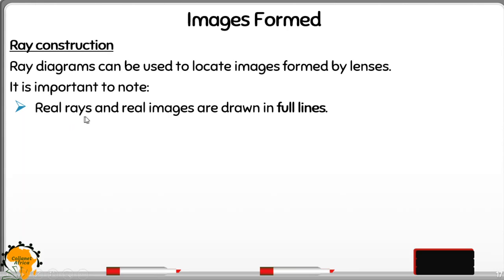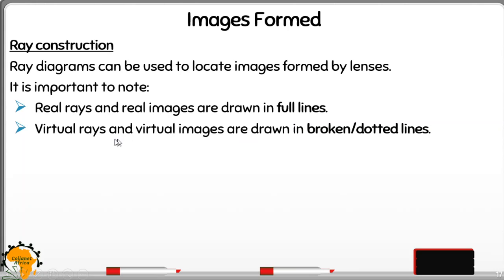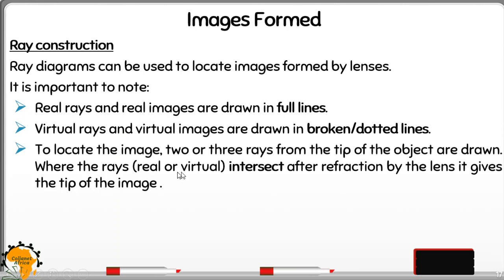Number one, real rays and real images are drawn in full lines. Number two, virtual rays and virtual images are drawn in broken or dotted lines. Then when you are locating the image, we use 2 or 3 rays from the tip of the object, and where they intersect, that gives us the tip of the image.